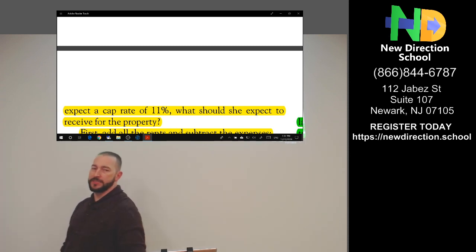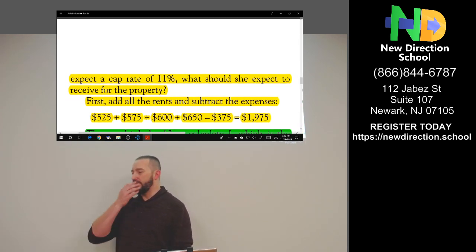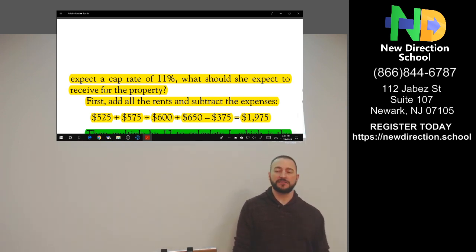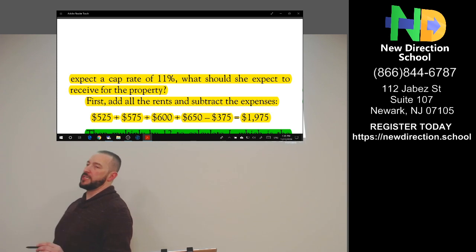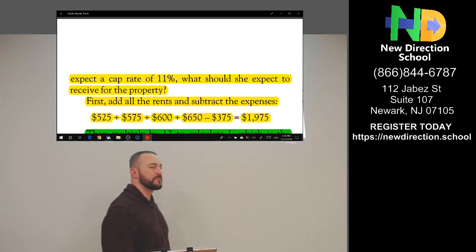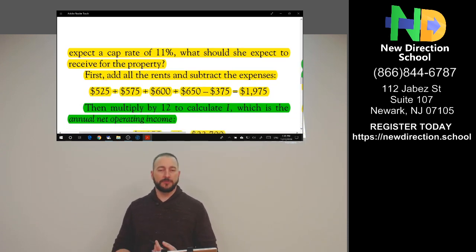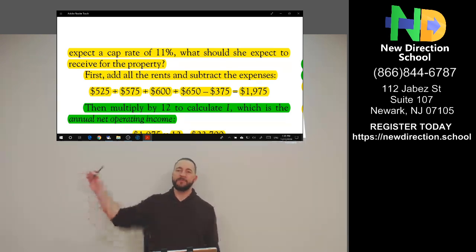Well, the first thing we have to do is add all the rents, subtract the expenses. So 525 plus 575 plus 600 plus 650 minus 375. The net monthly income is 1,975. That's the net monthly. Is monthly the number we need? No. So we need to multiply by 12 to calculate I, which is the annual net operating income.